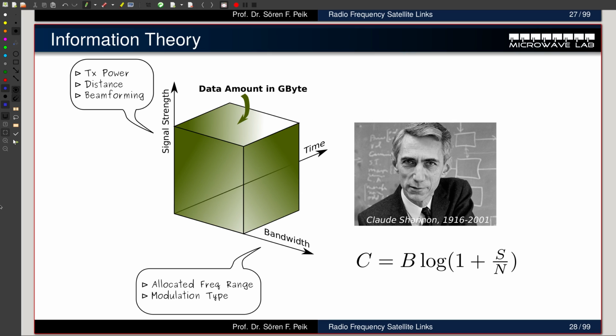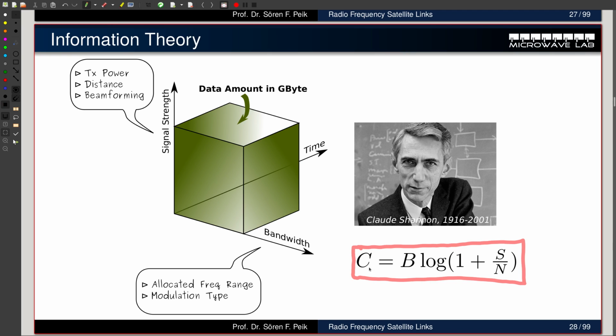So how does it work? I just give you the extract of it. The main point here is that Shannon developed a formula, this one here, which brings everything down to one single point. There's a so-called channel capacity C, which is our bits per second, or per time transmitted.